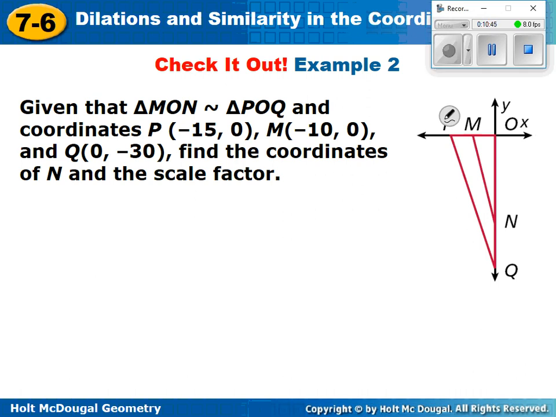So first of all, the difference on this one is they did not put the coordinates on the picture, right? So we first have to put our coordinates on our picture. So we know that P is at negative 15, 0. M is at negative 10, 0. And this point's obviously where? 0, 0. And then N, we don't know, that's what we're looking for. And Q is at 0, negative 30. Okay, so the first thing we want to do is find our scale factor.